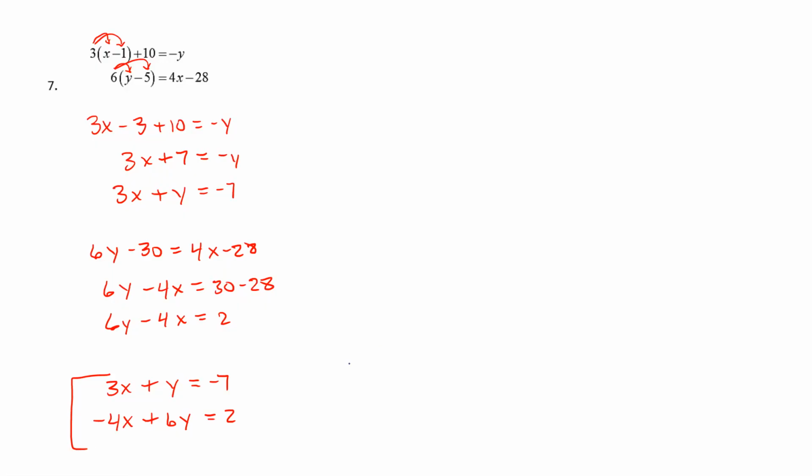Okay, let's choose a variable to eliminate. The first one my eyes go to is y, because all I'll need to do is multiply my first equation by negative 6. Okay, so let's do that. So we'll get negative 18x minus 6y equals negative 42. And we will add it to the second equation, which is negative 4x plus 6y equals 2.